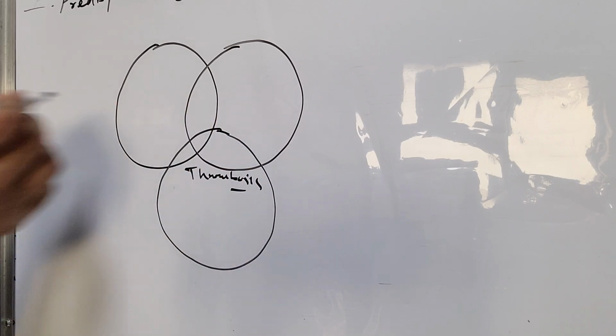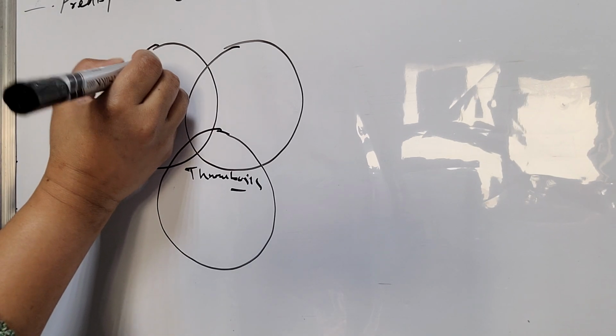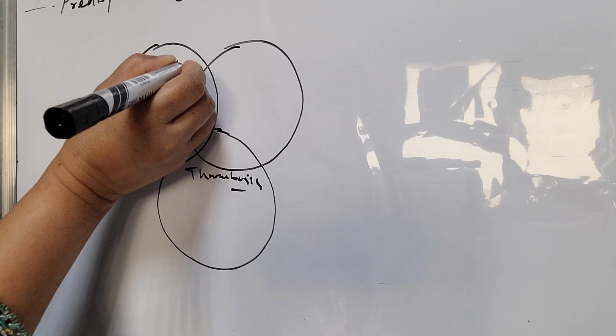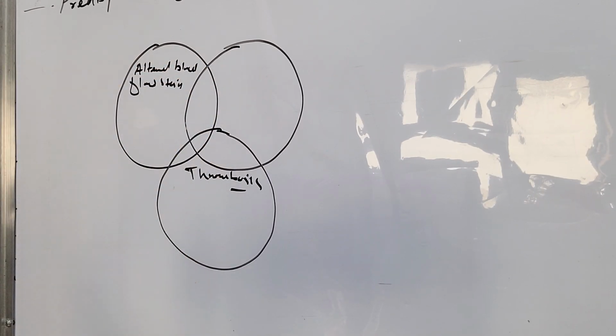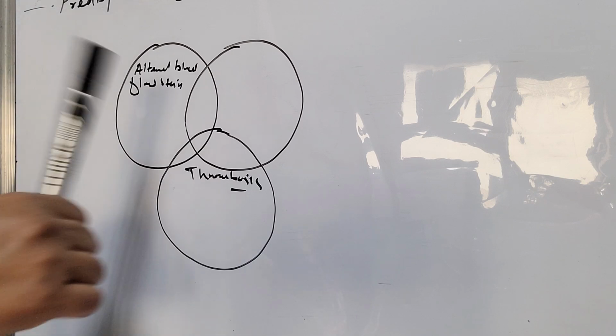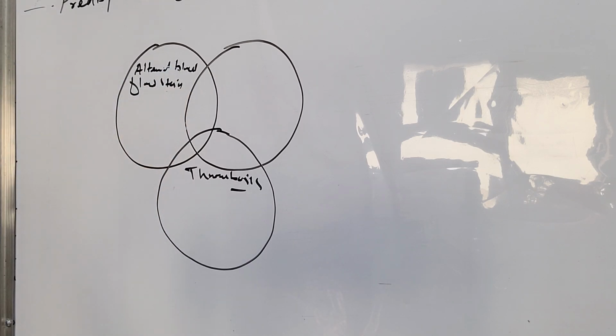This is Virchow's triad. The number 1 is altered blood flow, stasis. When blood is not moving all over the body, it will become a clot. Stasis, the blood becomes a clot. So altered blood flow, stasis: when blood is not moving all over the body, it will become a clot.